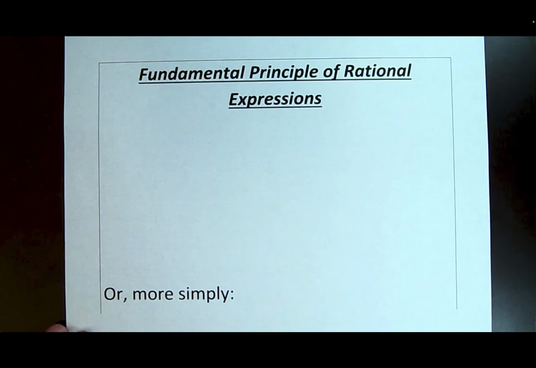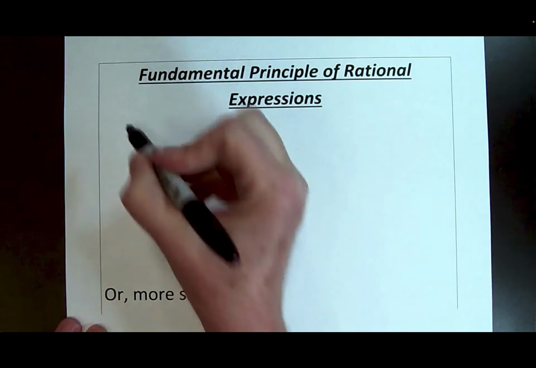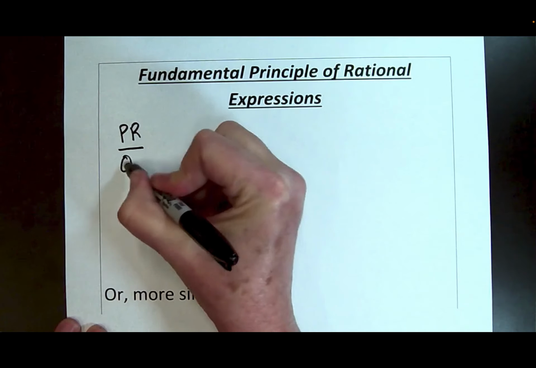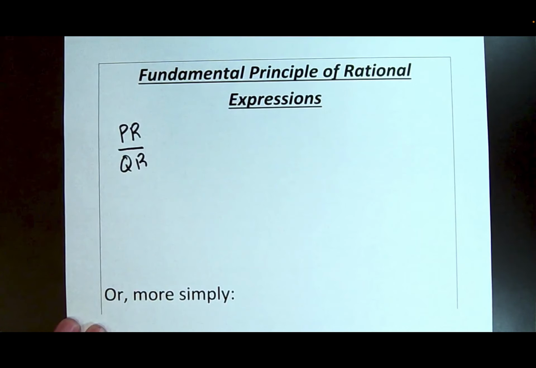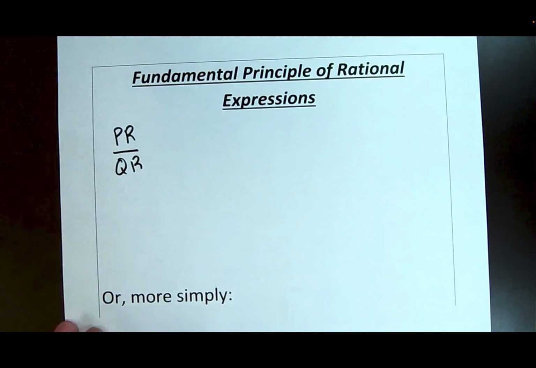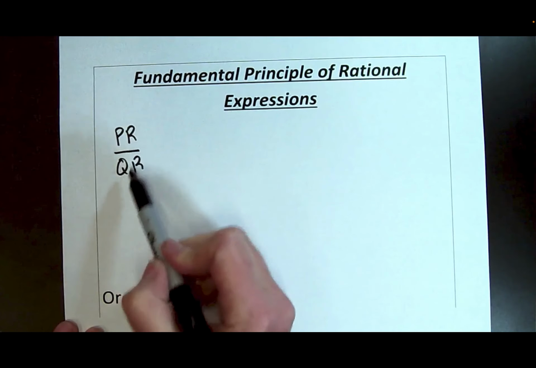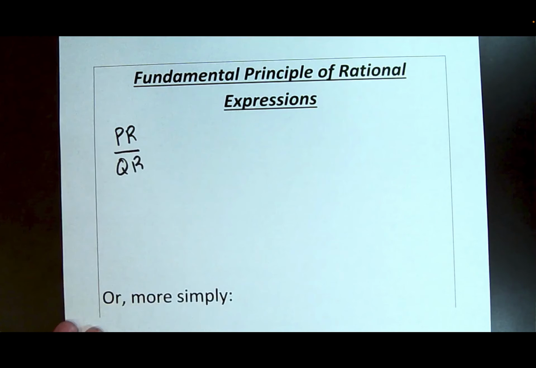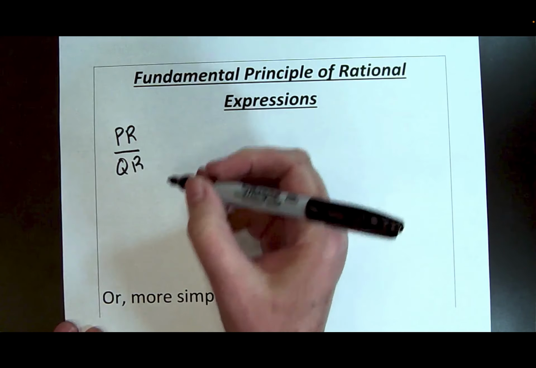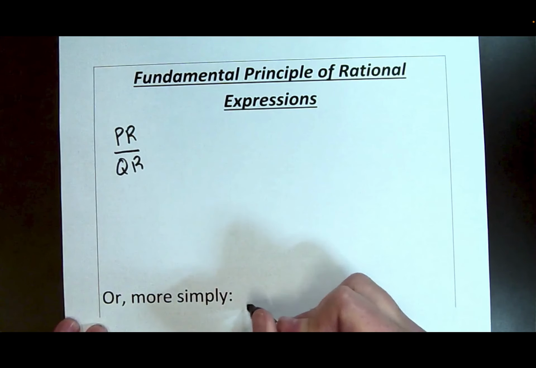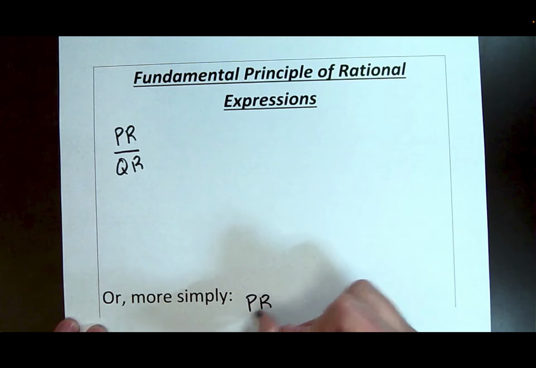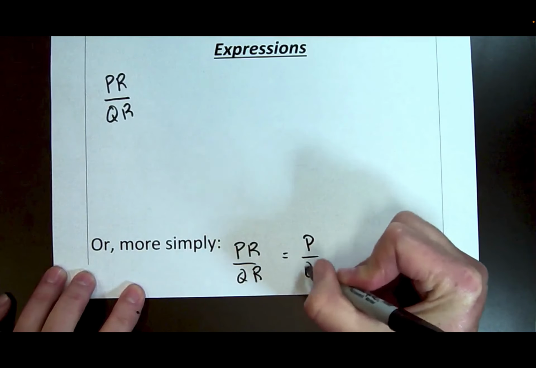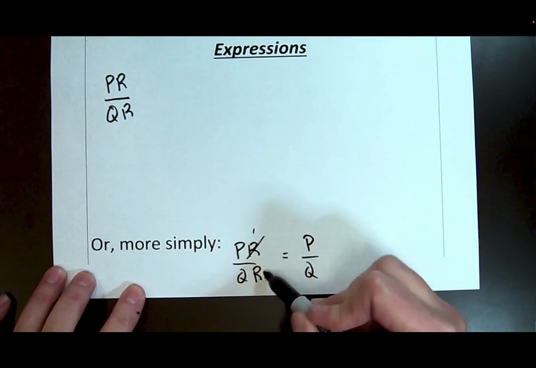So again, the fundamental principle of rational expressions, and we'll use letters that sound more like names of polynomials. So this works with polynomials too. If you have a factored polynomial on top and down below, and you've got the same factor, you're going to be able to cross it out. So more simply, you're going to say P times R over Q times R is equal to P over Q. In other words, you're just going to cross those out.